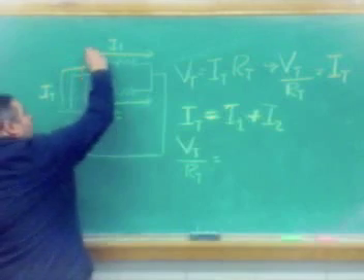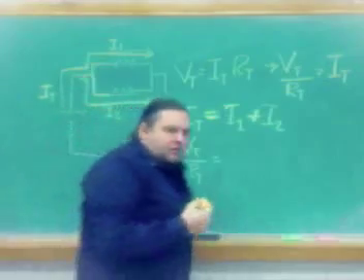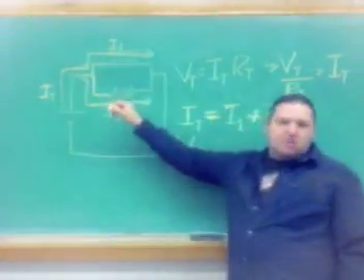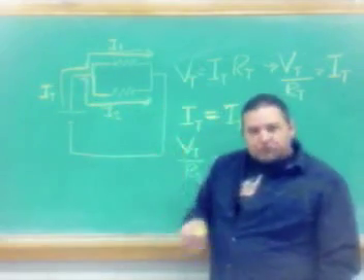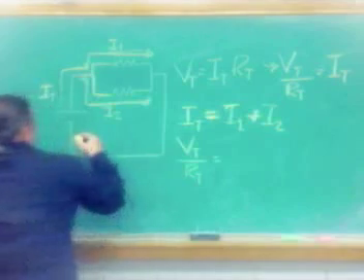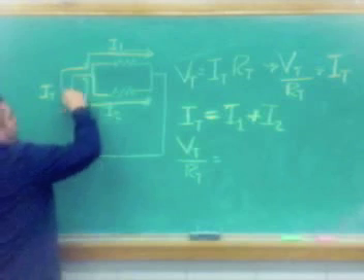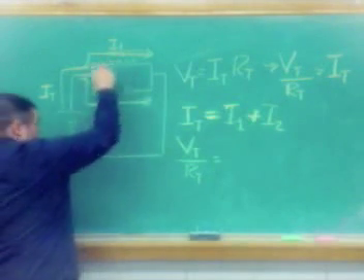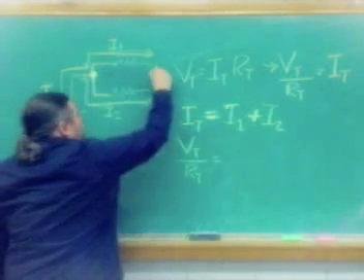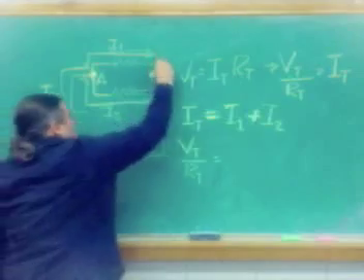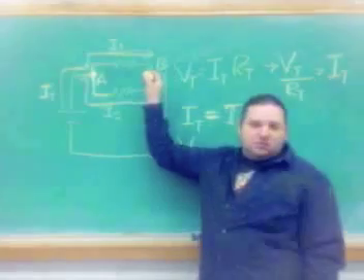I1 is the current going in this direction. I2 is the current going in this direction. But what's motivating that current? What's motivating the current to move? What's motivating the charge in that circuit to move in this direction? Voltage. Okay? So this voltage here is motivating charge to move. Now, if I want to talk about the current moving through this part of the circuit, I need to talk about the voltage through this part of the circuit. From A to B, what's my voltage from here to here?